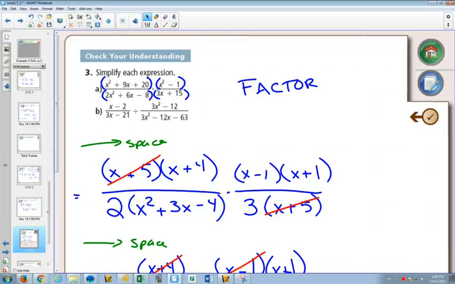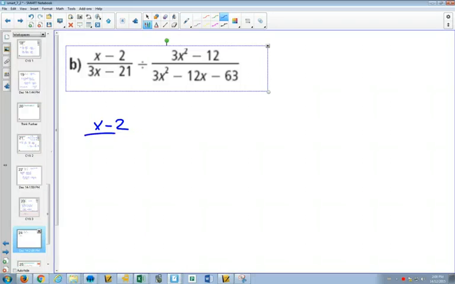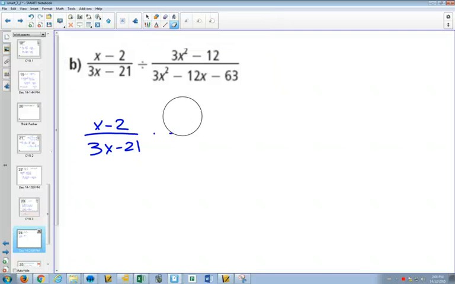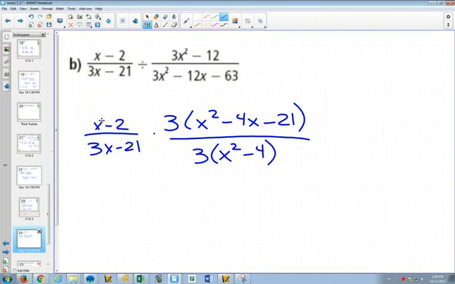Okay, let's look at part B. Step 1, we're going to rewrite this as multiplying. Are you okay if I factor out that common factor of 3 right away, and factor out the common factor of 3 on the top? Are you okay with doing 2 steps at once? Can you see that these 3's are identical? Now they're going to go away.